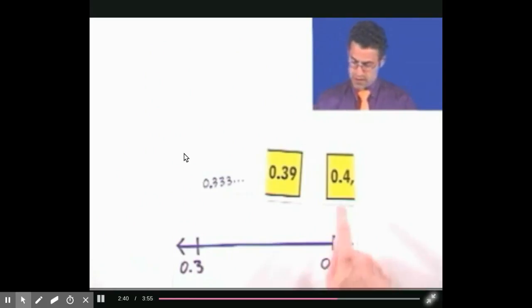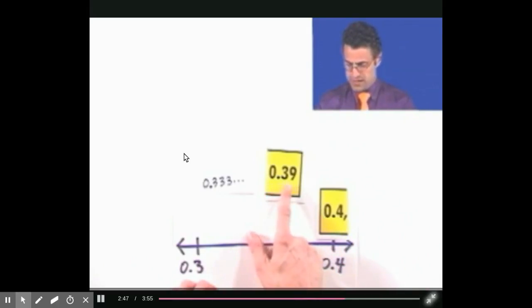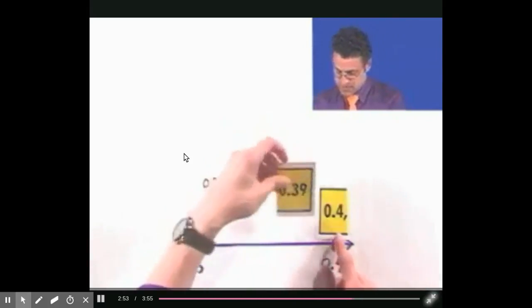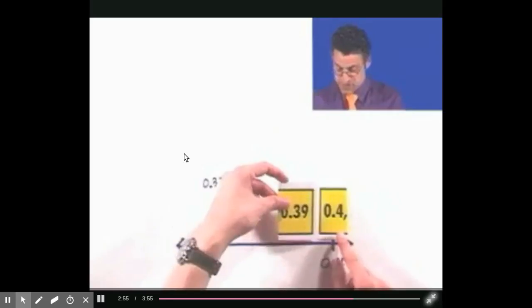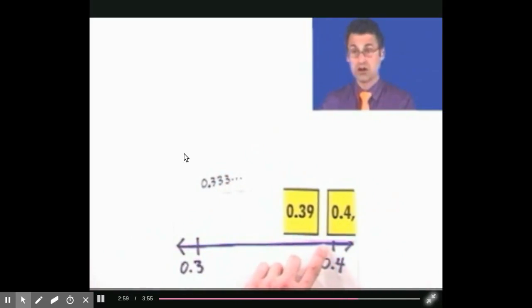Well, 0.4, that's pretty easy. It's literally right there, right? So that's pretty straightforward. And 0.39 is going to be 1/100th away from there. So it's going to be really close. I can't even show it to you. My picture's not going to be accurate enough. I've got to slide that over a little bit. It's going to be right around here. So that's really close.